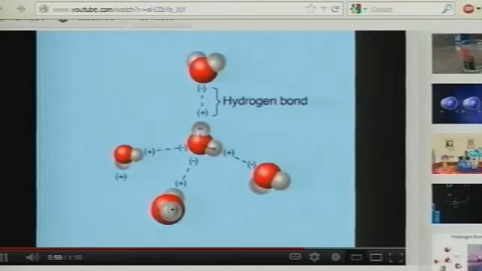A hydrogen bond is weak and lasts only a tiny fraction of a second, but it takes a lot of energy to overcome the combined attraction of many hydrogen bonds. This explains water's great heat capacity, its high boiling point, surface tension, and several other unusual properties.